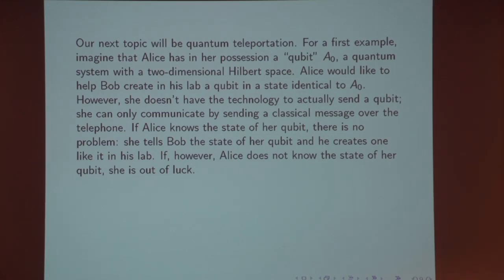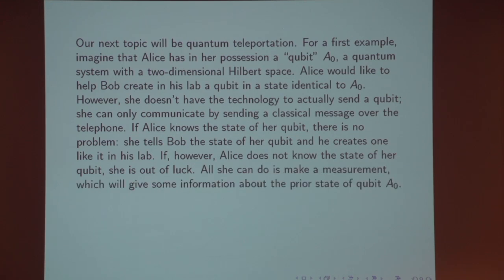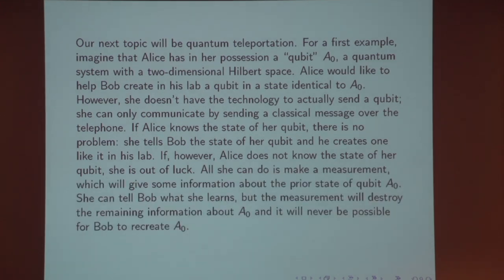If she makes a measurement, she'll learn something about what the state was, but she'll destroy the remaining information, and she'll never be able to learn what this original state had been. She can tell Bob what she learns, but what she learns will give only a very partial picture.